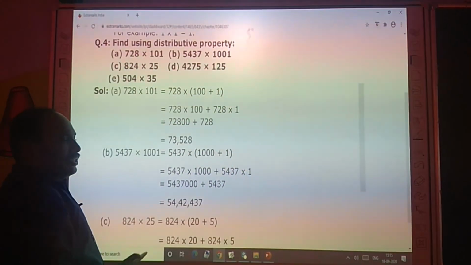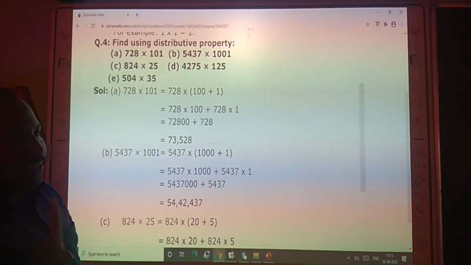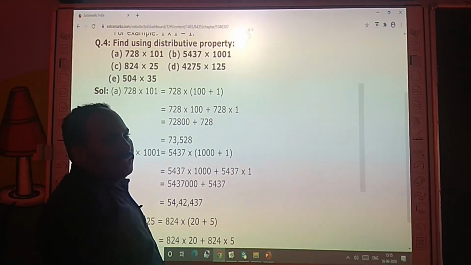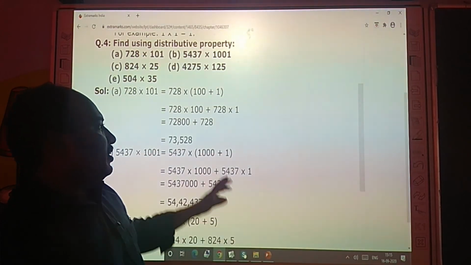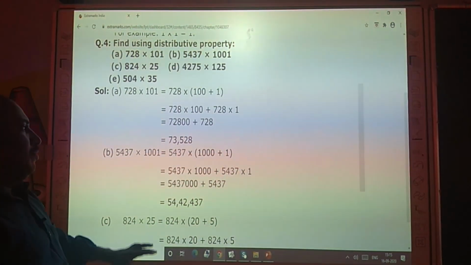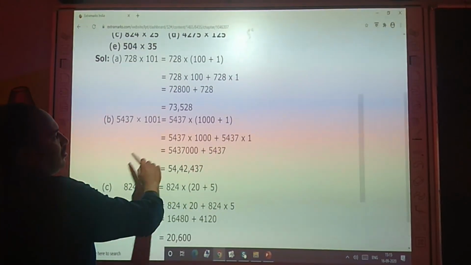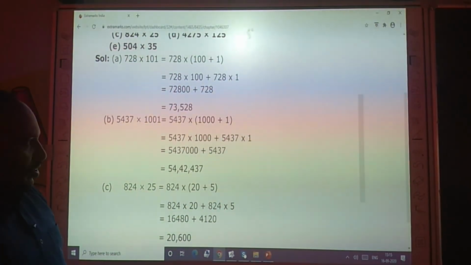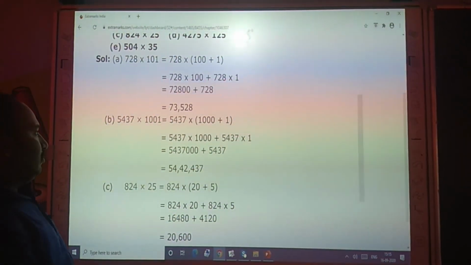728 into 100 is equal to 72,800 plus 728 into 1 is equal to 728. We add the two terms. Our answer is 73,528.